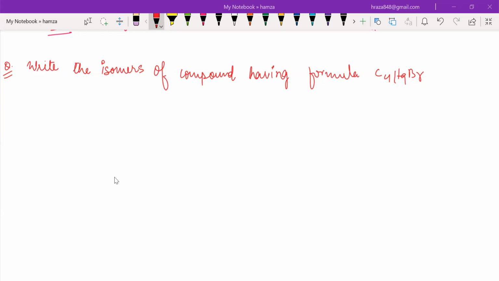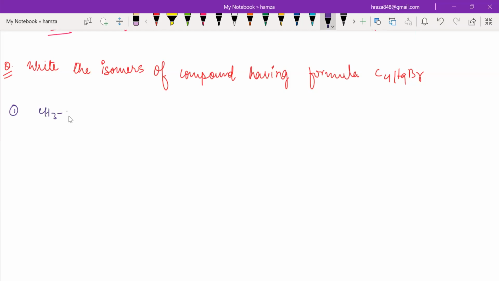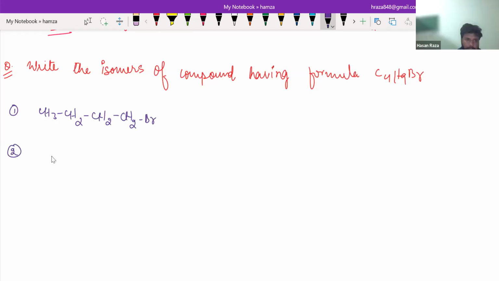Sir, the first one is CH3, CH2, CH2Br, bromobutane. Yeah, it's very easy. First one, in name you should name the compound. 1-bromobutane, right? 1-bromobutane, yes, sir. And then 2-bromobutane. Then 2-bromobutane, very good.